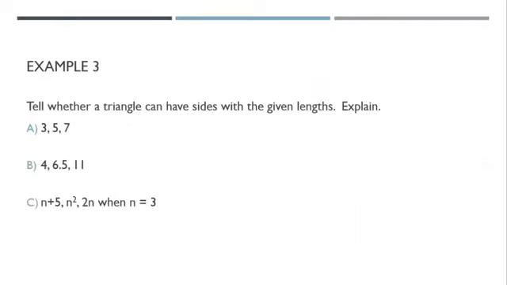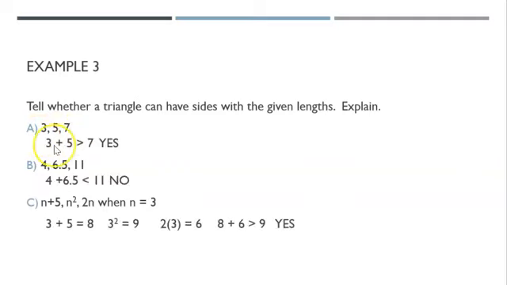In example 3, we're asked to tell whether a triangle can have side lengths with the given lengths, and we need to explain our answer. So they've given us 3 separate examples here. So remember, the triangle inequality theorem says if I add any two of these lengths, it has to be more than the third side. So go ahead, try the example, and then hit play to see if you're right. What I've done is I've checked that the two smallest sides added together are greater than the biggest one. In the first one, the two smaller sides are 3 and 5, and that is more than 7.